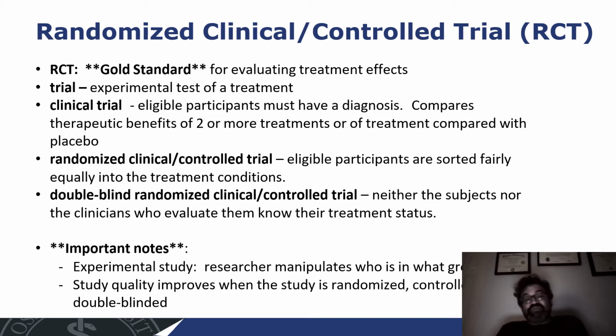And there's actually a triple blind, like I was telling you, where the data analysts, the subjects, and the clinicians do not know which group is treatment versus placebo. Important notes: in an experimental study, the researcher manipulates who is in what group. Study quality improves when the study is randomized, controlled, and double-blinded.